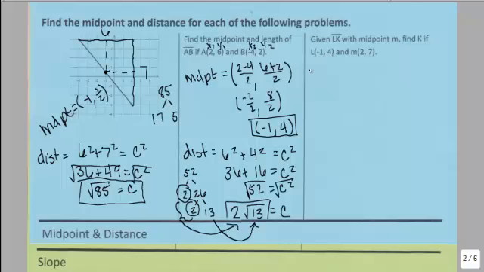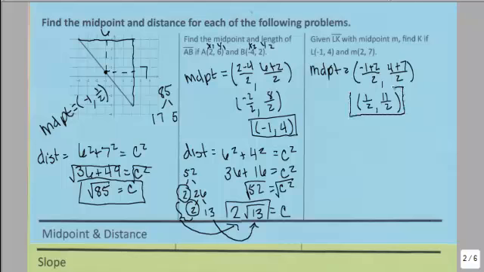So same thing on this one. Find the midpoint. So we just find the average. That's negative 1 plus 2 divided by 2, and 4 plus 7 divided by 2. Negative 1 plus 2 divided by 2 is a half. And 7 plus 4 is 11 over 2. And you can leave it like that. You don't have to find decimals or anything like that.